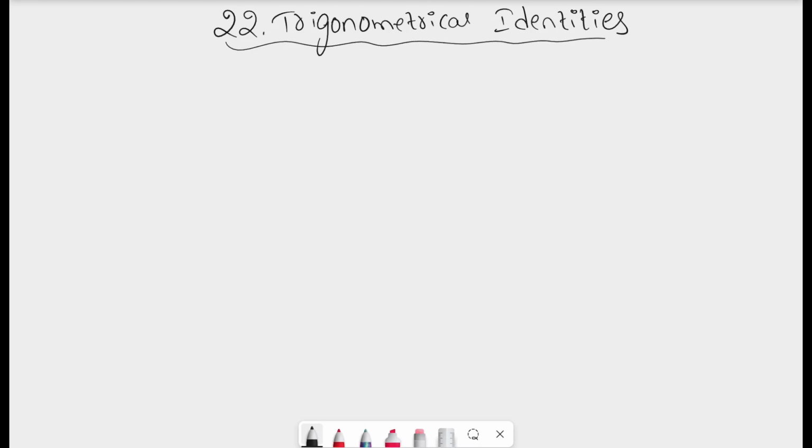Today's topic is trigonometric identities. As we know, trigonometry is completely based on a right angle triangle, and any triangle has three sides and three vertices. So we'll name those three vertices.